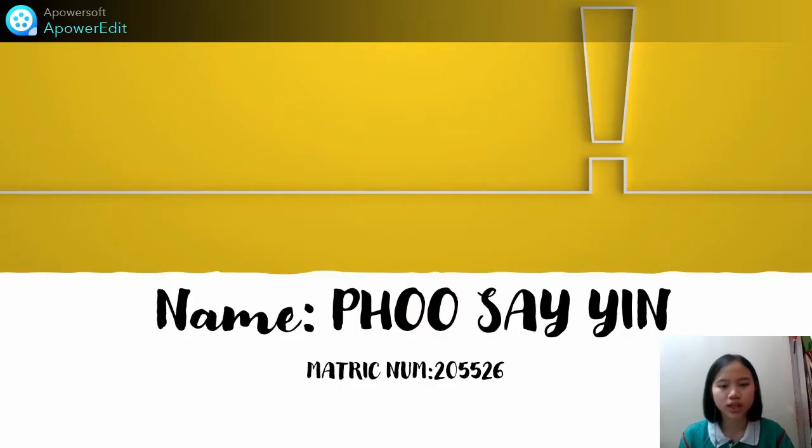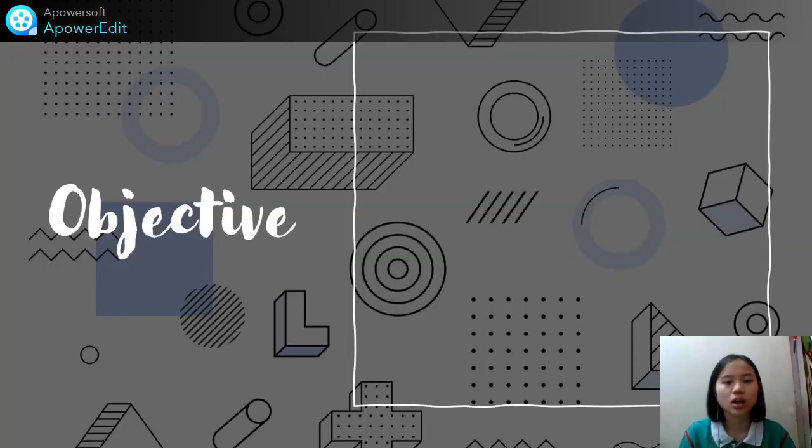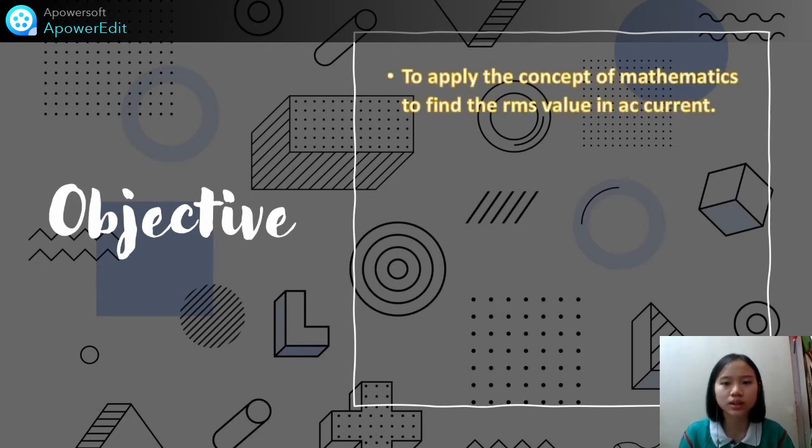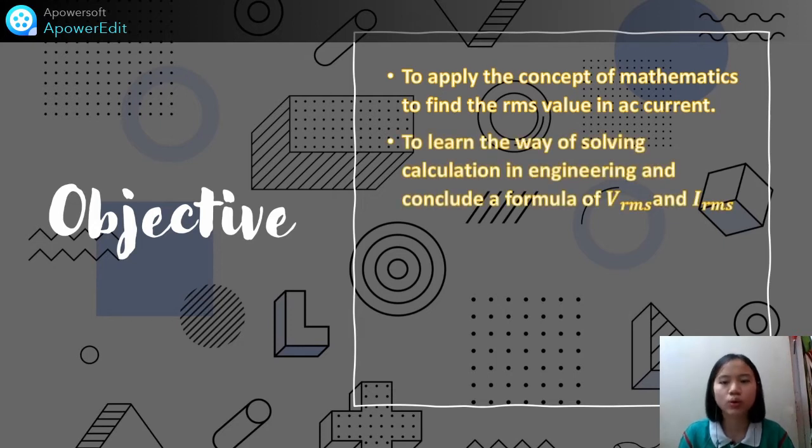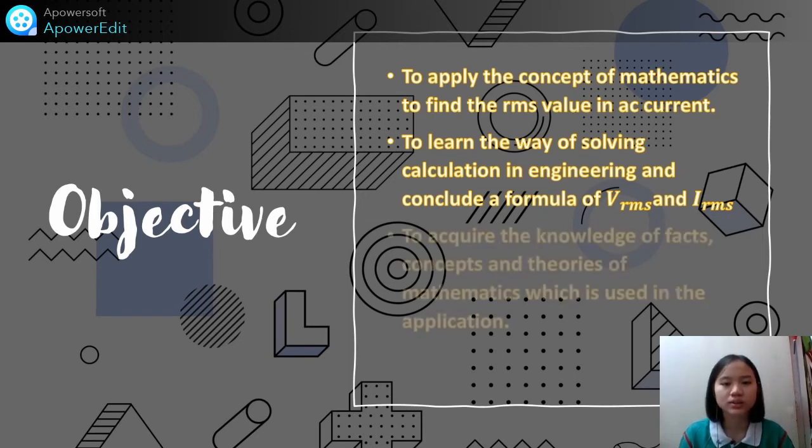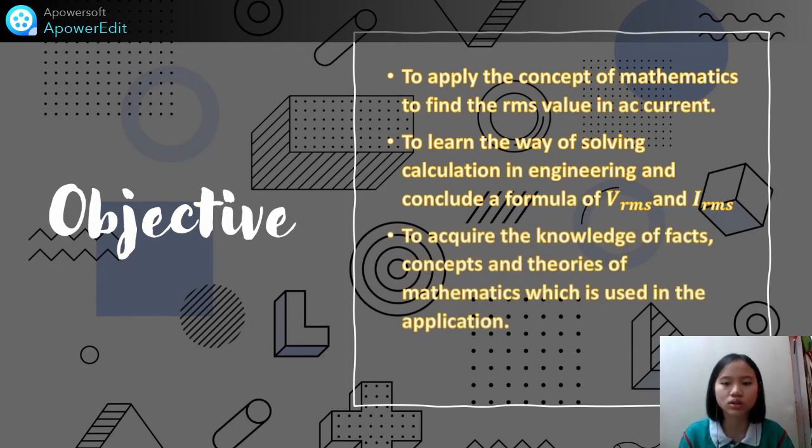My name is Fuseyin and my matrix number is 205526. And now I will explain about the objective of this application. The objective of this application is to apply the concept of mathematics to find the RMS value in AC current, to learn the way of solving the calculation in engineering and calculate a formula of Vrms and Irms. Besides that, it is also to acquire the knowledge of facts, concepts, and theories of mathematics which is used in this application.